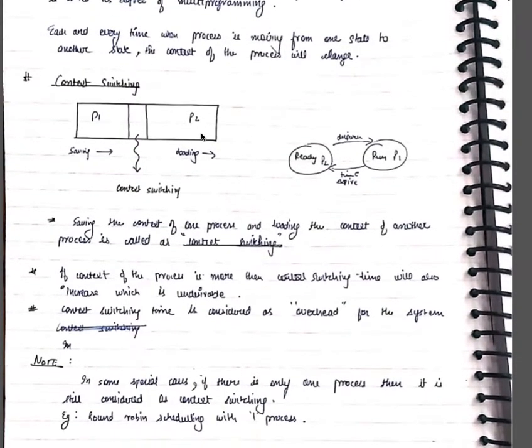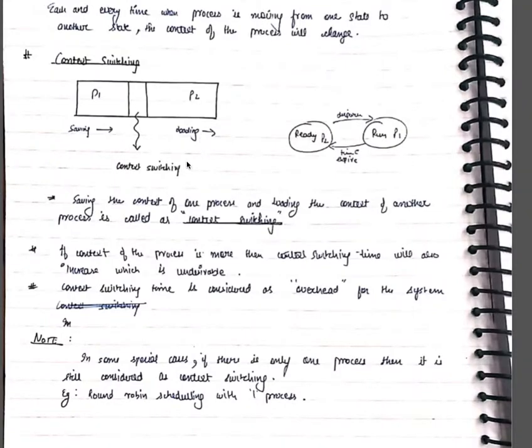Now, context switch. This definition is a little important, because it can be asked in the GATE exam also by simply giving the options, because it has been repeated previously. So context switching is nothing but saving the context of one process and loading the context of another. Now, what do you mean by context? I hope you remember that context is the attributes of the process.